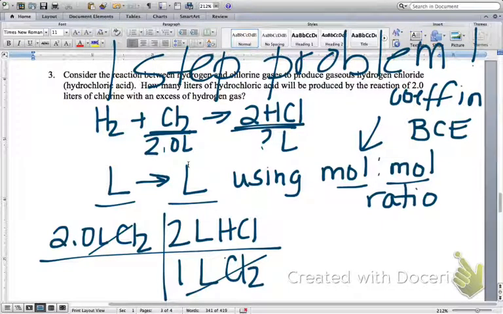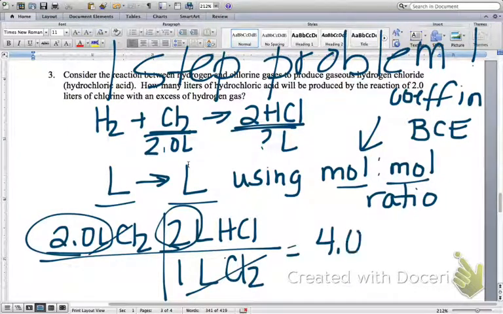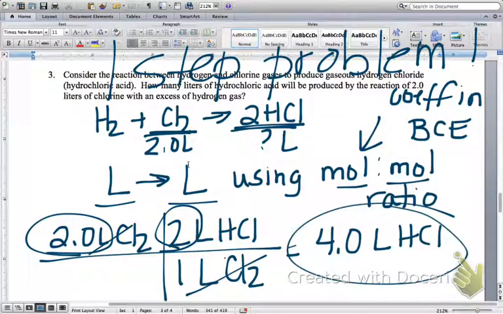It's just like the mole-to-mole conversions. So we just do 2.0 times 2, round to 2 significant figures. My answer is 4.0 liters of HCl. And that's it. Okay?